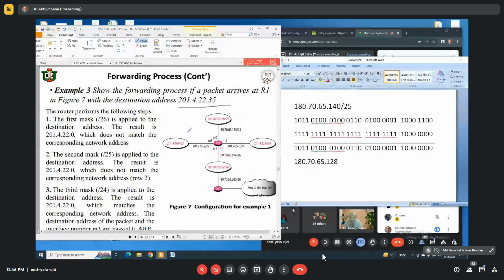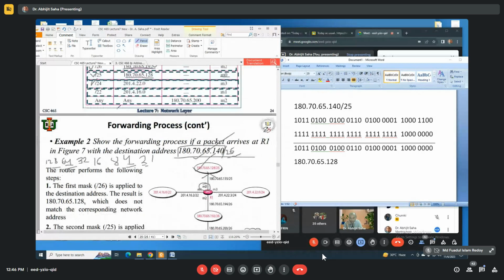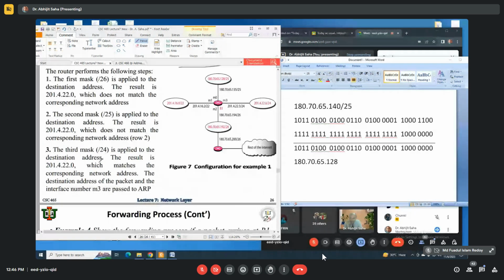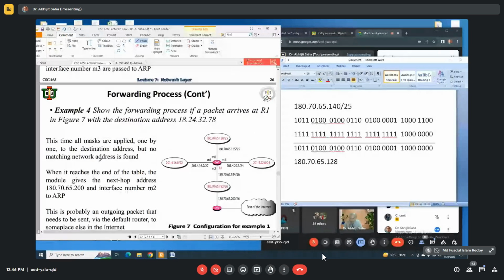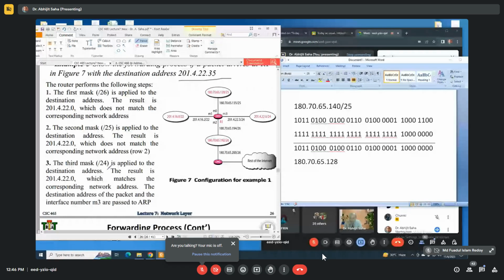You can apply it for the 26 first. It is not going to be matched. 25, it's not going to be matched. 24, it is not going to be matched. And you'll see that for the 22, it is matching. So router one is going to send the packet through M1 to that network. Okay, so this one is going to be matched with the third one, sorry, the 24, this one is going to be matched.